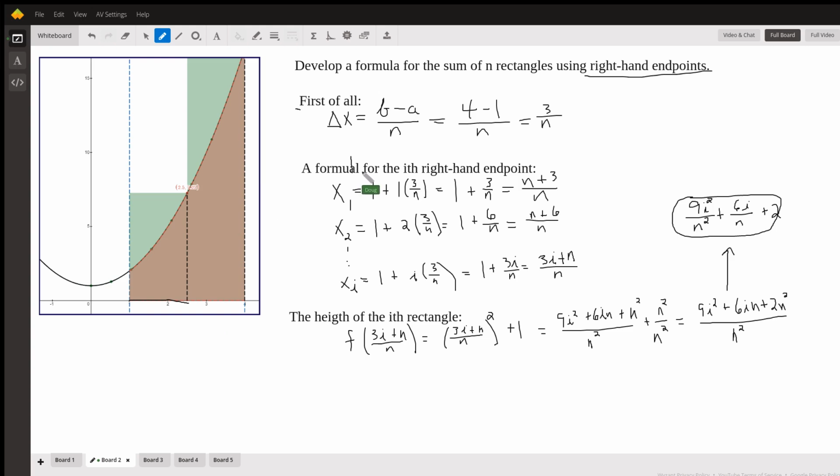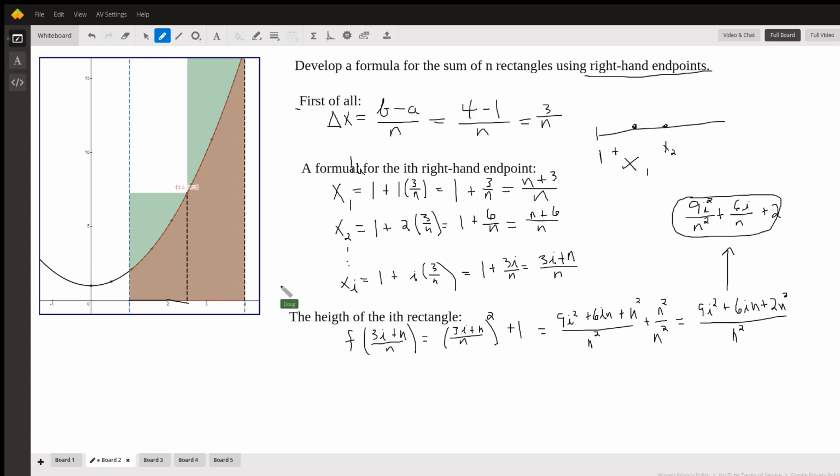What's a formula for the ith right-hand endpoint? Well, if we start at 1, picture a number line here. We're starting at number 1, and we want to get to this ith right-hand endpoint. x of 1 would be 1 plus one of these widths, 1 plus 3 over n, which you could write like this if you wanted to. And to get to the second right-hand endpoint, you'd start at the left-hand endpoint and add on 2 of these widths. So 1 plus 2 times 3 over n.